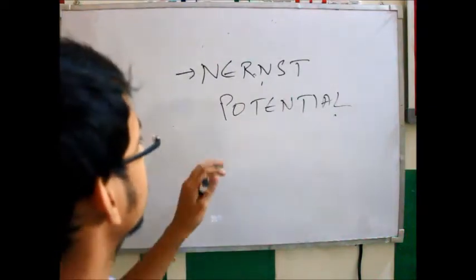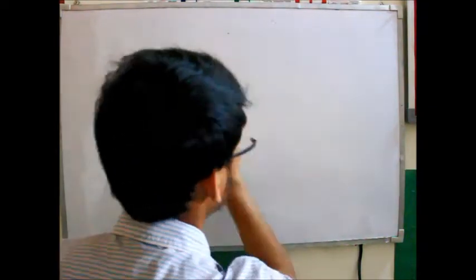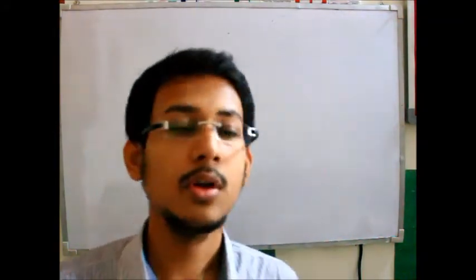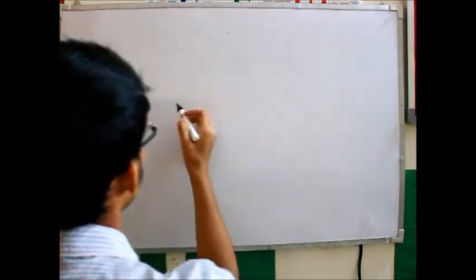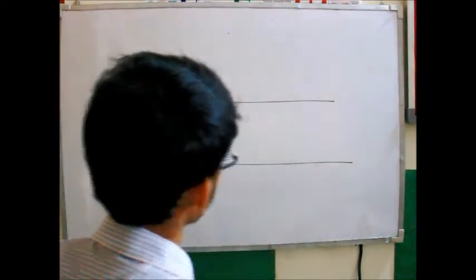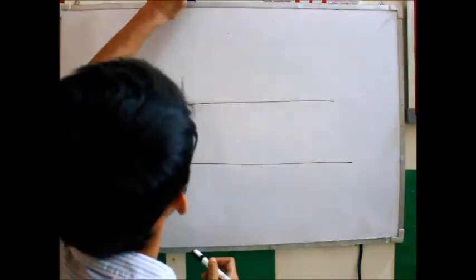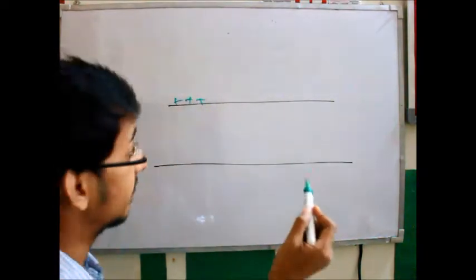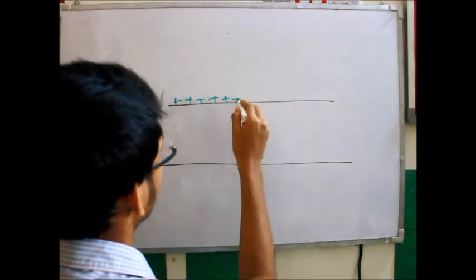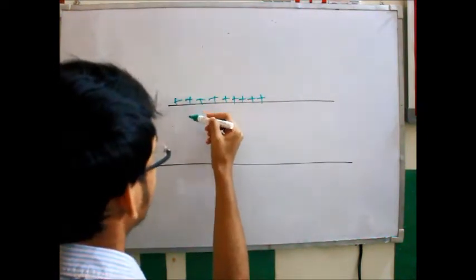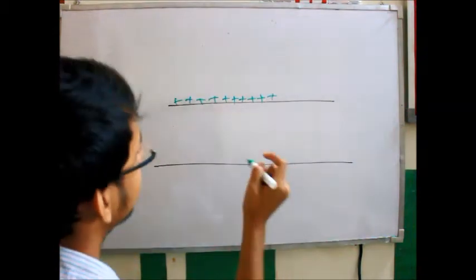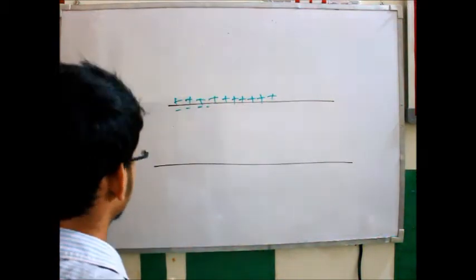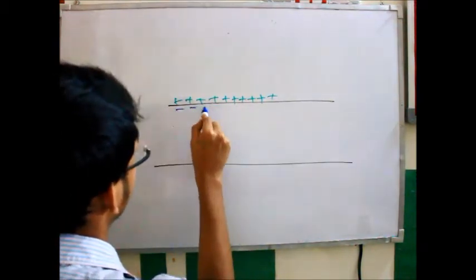Just to give you an overview of the Nernst potential, we are taking a polarized cellular membrane of nerve tissue, a nerve membrane. Here we have the cell membrane, and as I said, we are taking a polarized membrane. We know that in a polarized membrane the outer interface of the membrane maintains a positive charge, and the inner side of the membrane maintains a negative charge.